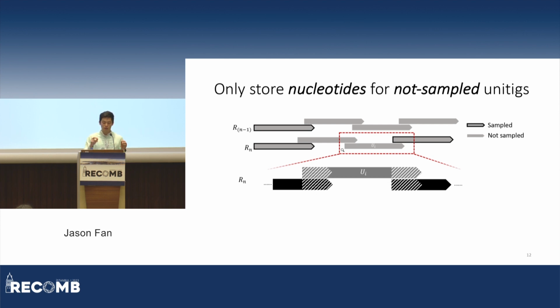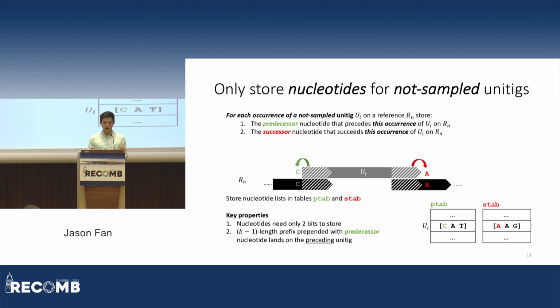For every single occurrence of a not sampled unitig, we're going to store a predecessor nucleotide for the occurrence of the unitig. So here, UI occurs somewhere in the reference Rn, and I'm going to store the base that immediately precedes it. Similarly, I'm going to store the successor nucleotide for this occurrence. Here, the successor nucleotide that immediately succeeds the occurrence of UI in the sequence is A. We're going to store these nucleotides in tables that we call ptab and stab, the predecessor and successor tables, such that all the successor nucleotides and all the predecessor nucleotides for unitig UI, for all its occurrences, are put together. What's crucial here is that in this toy example we only need 2 bits to store each of the nucleotides, and that the predecessor nucleotide prepended to the k-1 prefix of a unitig will land me in the previous unitig.